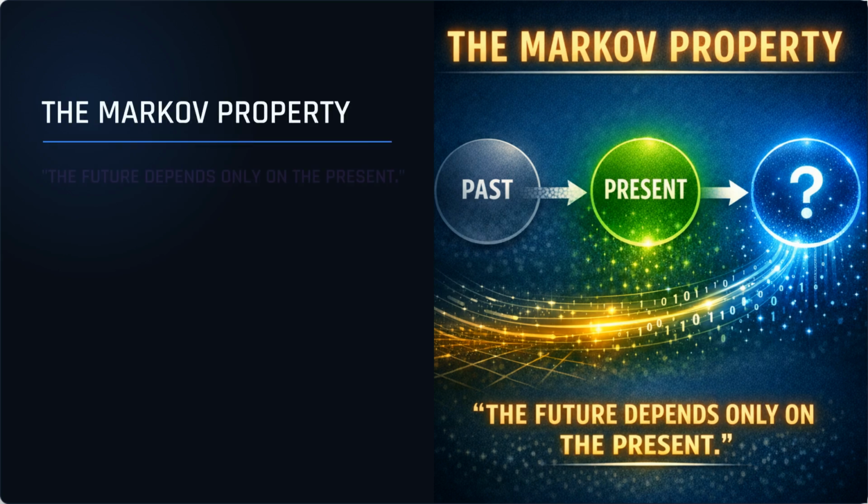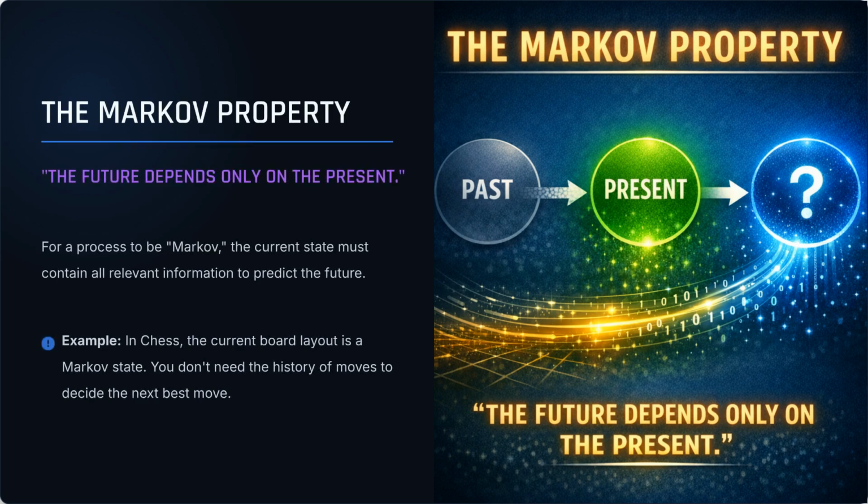Crucial to the MDP is the Markov property, which states that the future depends only on the present. This means the current state must contain all relevant information needed to predict the next state. For example, in chess, the current board layout is sufficient for deciding the next move.